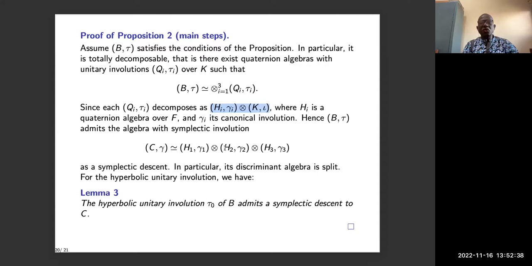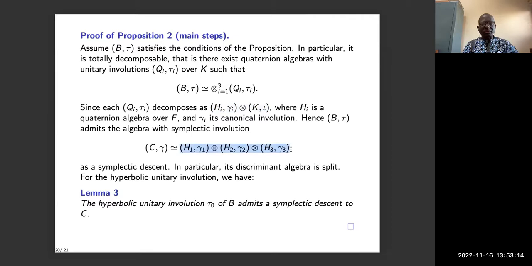So we can write the algebra B tau as a C gamma tensor product T iota, where C gamma is the tensor product of these three quaternion algebras with symplectic involutions.